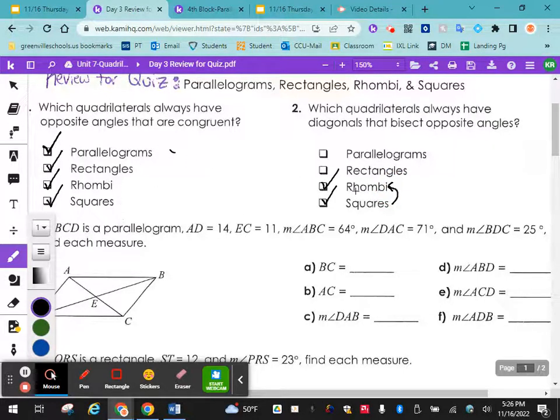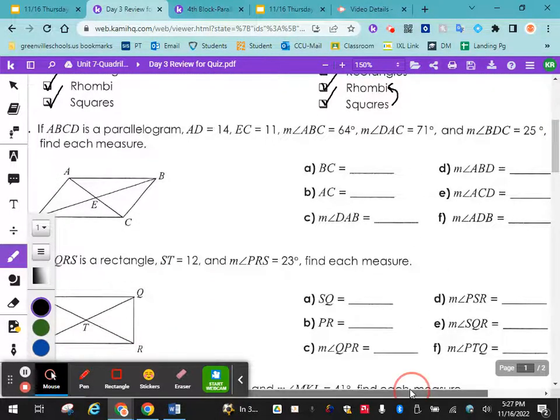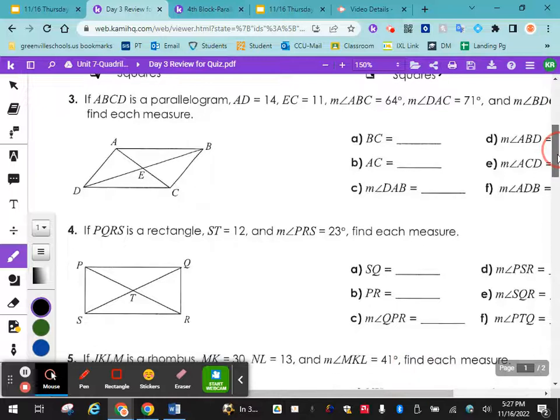So if you ever check a rhombus, you can check. If you ever check square, you can check rhombus. If you ever check parallelogram, all of them are parallelograms. You can check all of them. All right. Not trying to make this a long video, so if you need to slow this down, you can.